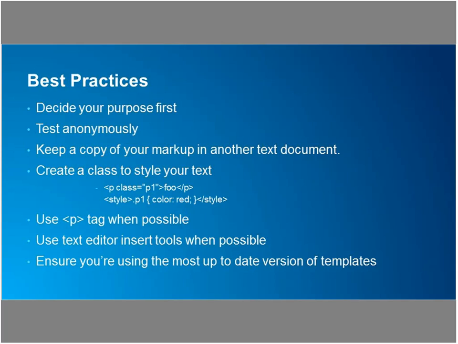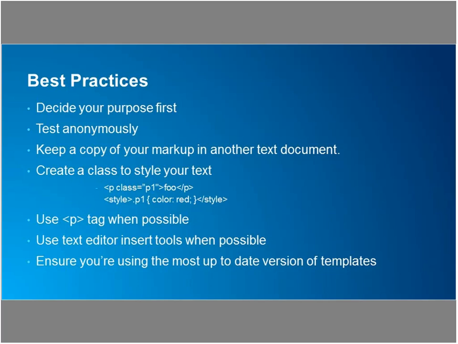So this includes basically if you decide your purpose first and kind of plan out what you want to do, it'll help you determine better which template you'd want to use. The next thing is, of course, testing anonymously, and this is great for when you have public-facing story maps. So, as Amanda showed, if you go into the incognito tab, you can go ahead and see if anything's been cached on the browsers.